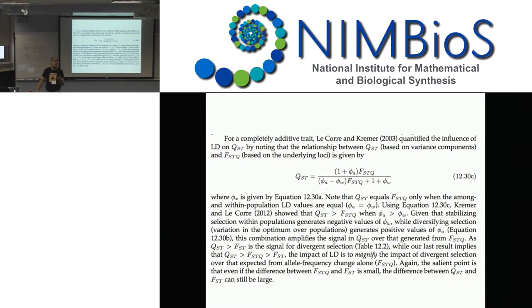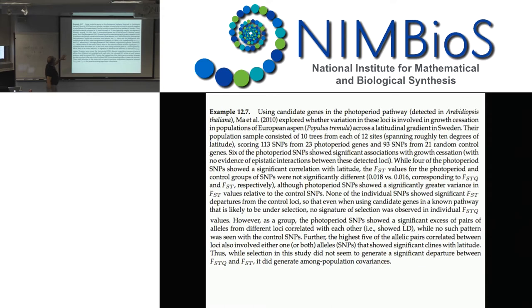But if you actually computed QST using the variances, which incorporate not just the markers but the disequilibrium, you can get a dramatic signal. A good example of that was this very interesting paper on growth cessation in European aspens. They basically had about 100 SNPs from 23 photoperiod genes and about 100 SNPs from 21 random control genes. They had good reasons to suspect there were photoperiod differences because of a longitudinal gradient. They then had SNPs in the genes of interest and SNPs at random. What they found was the FST values for the photoperiod genes were about 2%, 0.18%. The FST values for the control genes were 1.6.